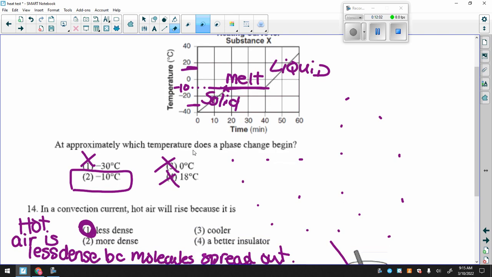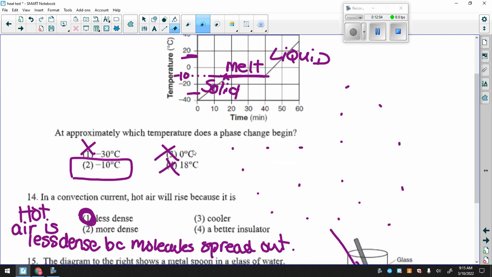In a convection current, hot air will rise because it what? You have to know what convection means. Conduction, convection, rise. Radiation, wave. Convection means to rise. What's rising? Hot air. Why is the hot air rising? Because it's less dense. Why is it less dense? Because the molecules are spreading apart. They're less compact.